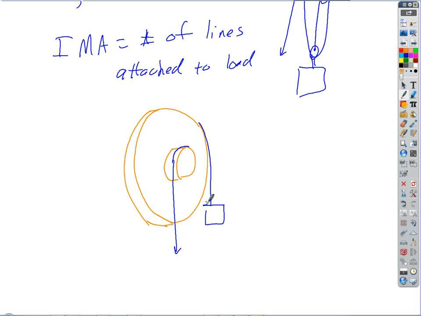how am I going to calculate this? I'm pulling on this line, and it's lifting this load. What's it going to be? On the proportion, the smaller part, the radius. That's going to be the input radius, isn't it? And from there down to there, that distance is the output radius. It's always going to be the ratio of the input radius to the output radius.